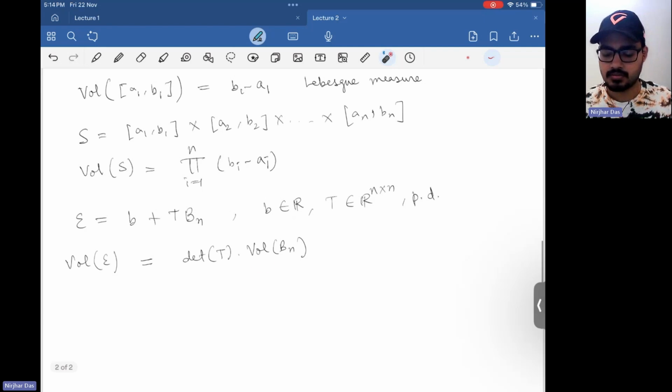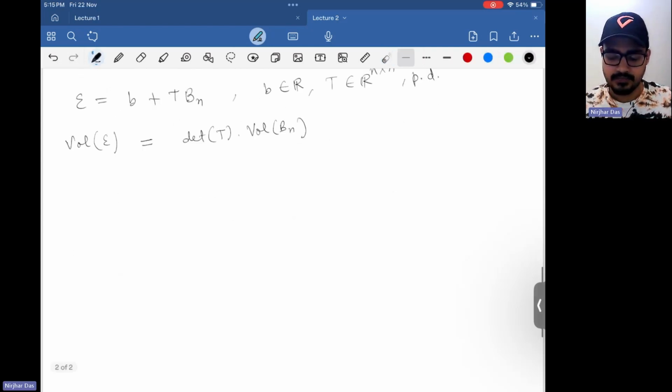The volume of Bn is a fundamental volume in the n-dimensional Euclidean space. There is a closed form expression for this, but in our discussion, we will not go into that. We'll just take the volume of Bn as something that we can compute or know. But the determinant of T is the way of characterizing the volume of this ellipsoid, which comes from a transformation of the unit ball through the matrix T. Note that since T is positive definite, the determinant of T is a positive quantity. So indeed, the volume of this ellipsoid is some positive quantity times the volume of the ball.